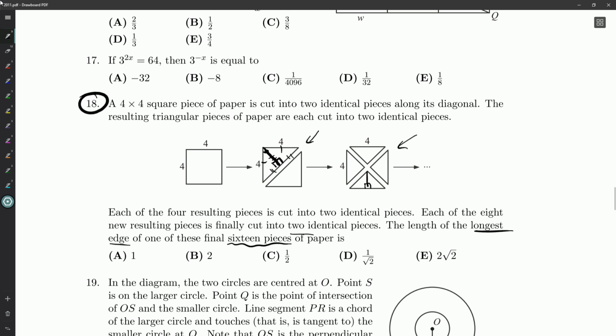All right, well, let's take a look at the longest edges and keep track of them. Now, when we start with the square, we don't really have a longest edge, but the first time we do a cut, we get two of these right angle triangles. We've got 4 and 4, and you can use the Pythagorean theorem. 4 squared plus 4 squared is 32. Square root of 32 is also written 4 root 2.